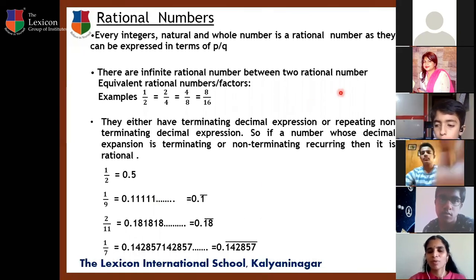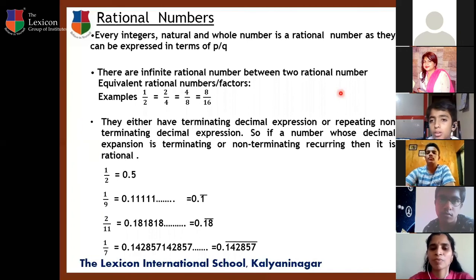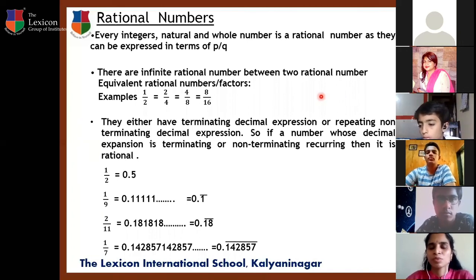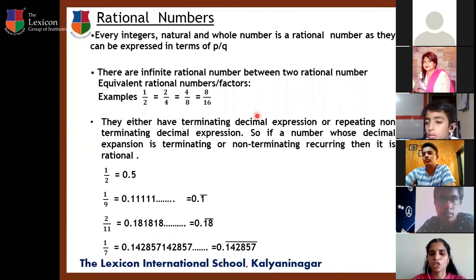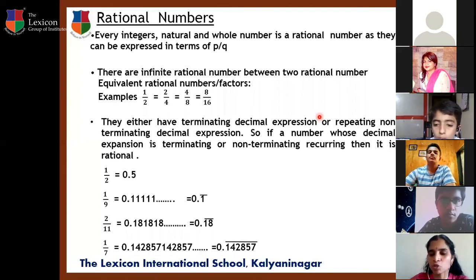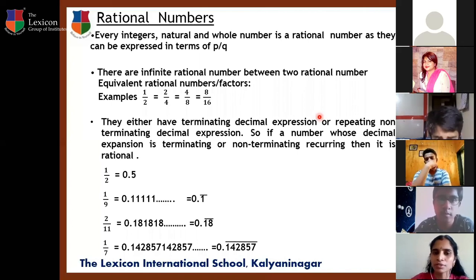Ma'am, do we have to simplify the numbers between the rational numbers? No, just represent them according to the question. Suppose it is asked to find 5 rational numbers between them. You just have to find them; it's not necessary to simplify. Suppose it is asked for 5 rational numbers in simplest form. Then you will calculate as we have done here, and simplify each rational number. That's all. Clear?